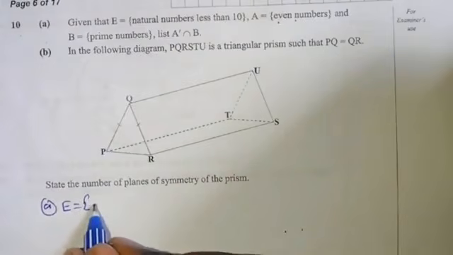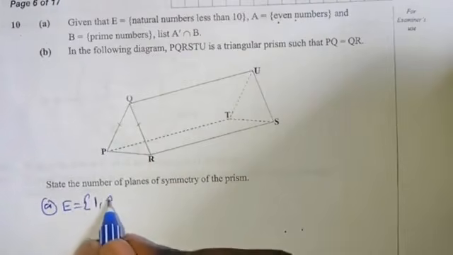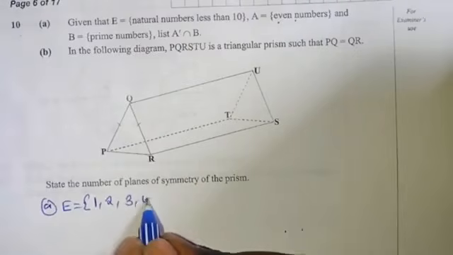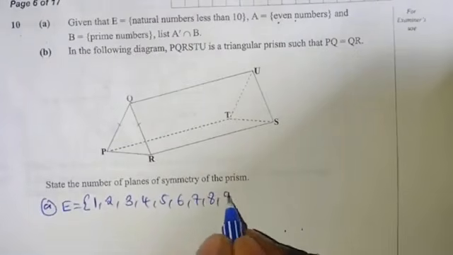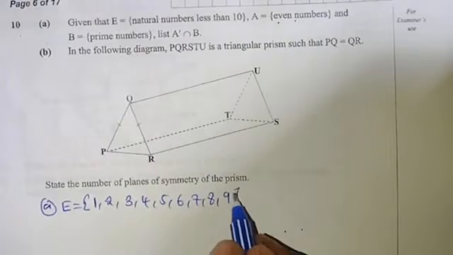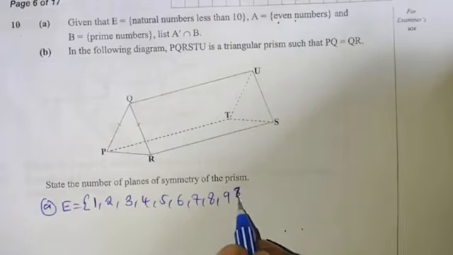Natural numbers less than 10. We are going to start from 1, 2, 3, 4, 5, 6, 7, 8, 9. They are saying less than 10, so we should just end on 9.